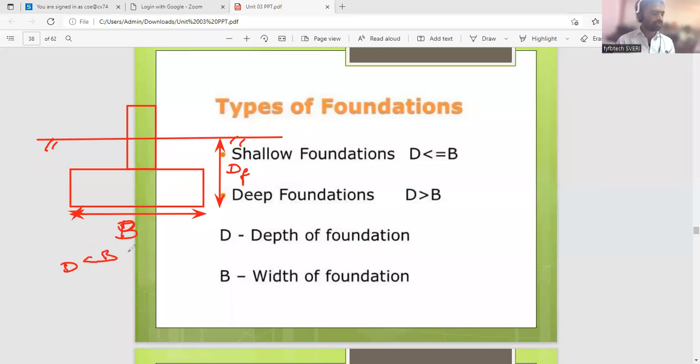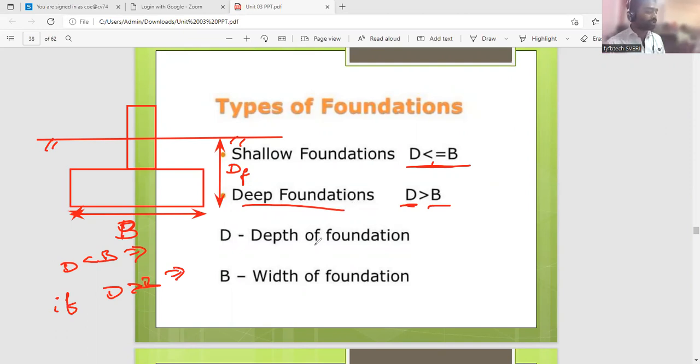If the depth of the foundation is smaller than the width of the foundation, then it is a shallow foundation. If the depth of the foundation is greater than the width of the foundation, then it is called a deep foundation.